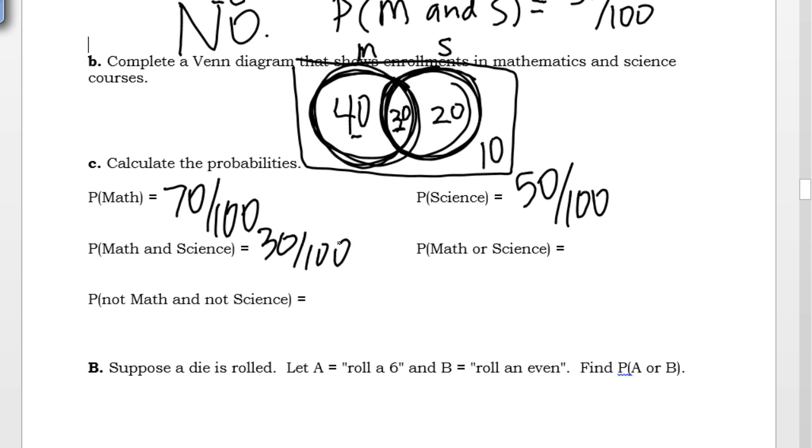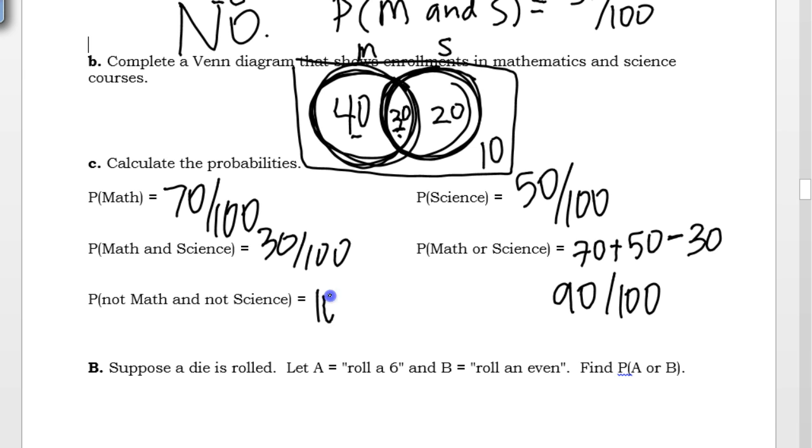Math or science would be math and science, I'm sorry, it would be math, yeah, and science, but not the students in both. If I added up 70 and 50, I would be double counting these students in both. That's why I have to subtract them off once. So that is 120 minus 30, leaves me with 90. My last says not math and not science, and I already knew that answer as well.